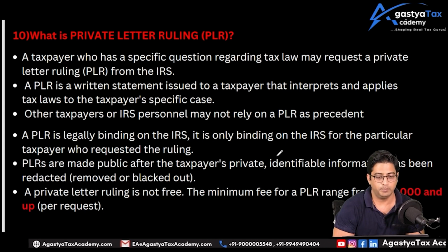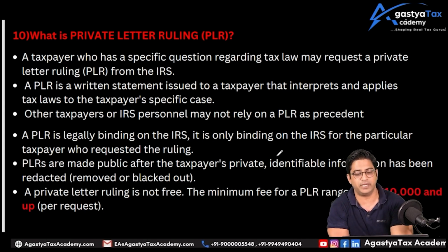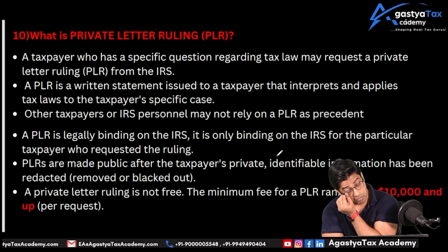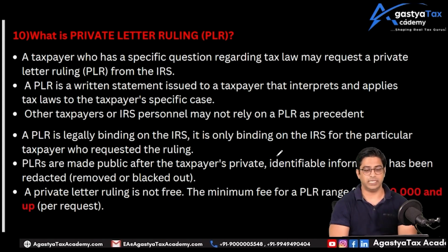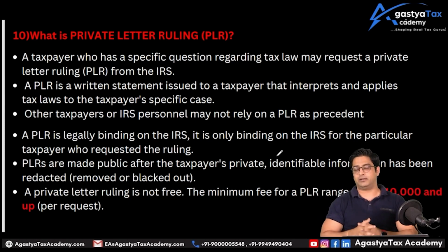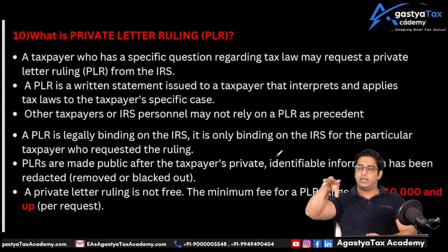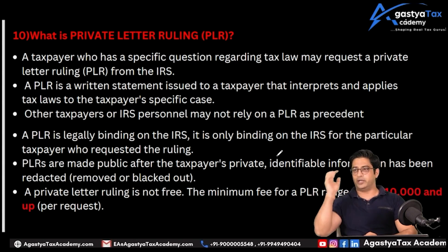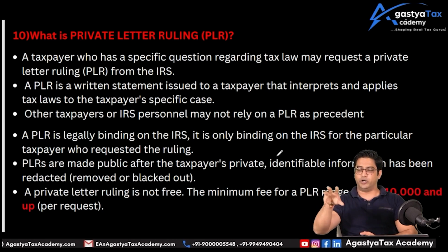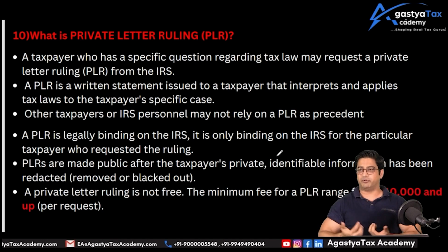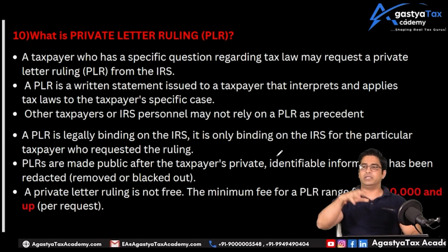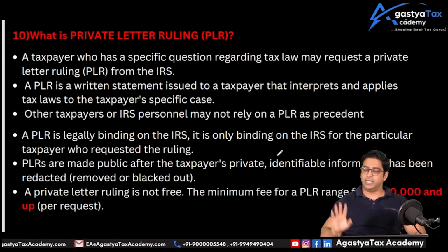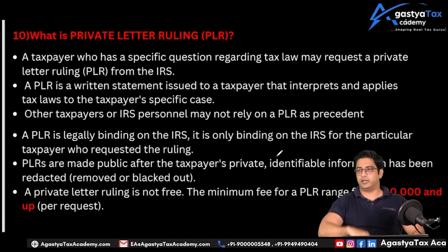PLRs are made public after the taxpayer's personally identifiable information has been redacted. What is redacted? Redacted is removed or blacked out. Let's suppose you have asked for a PLR with the IRS. Your PLR will be kept in the public domain, removing your personally identifiable information: your name, your social security number, your phone number, all the demographics will be removed and then put out in public. Why? Just to have public information. Everybody can access that particular PLR. But nobody can say, take that PLR and go to the IRS, as per that PLR you did that for Mr. Karunakar, you do that for me. PLR is private, but just to have an understanding, it will be kept in the public domain.